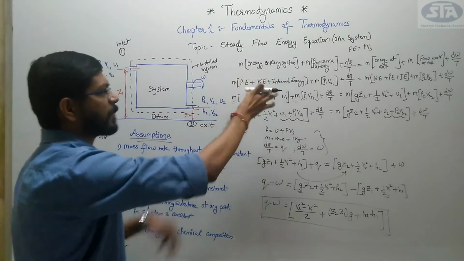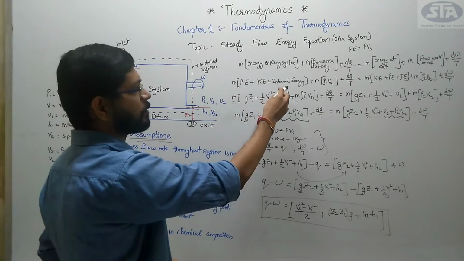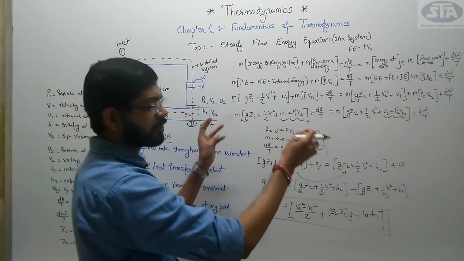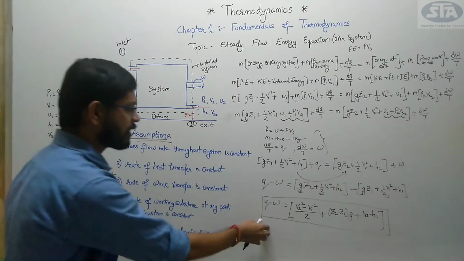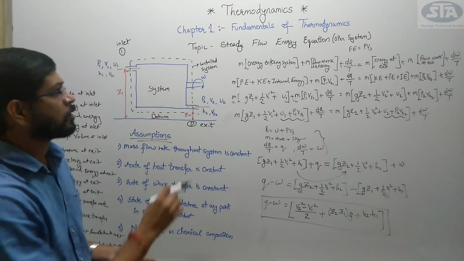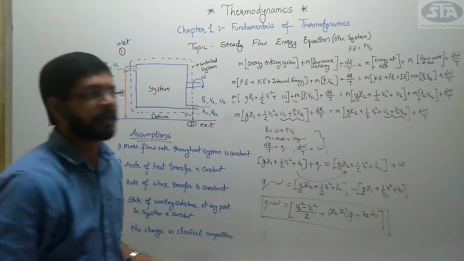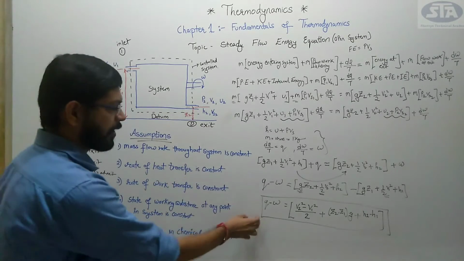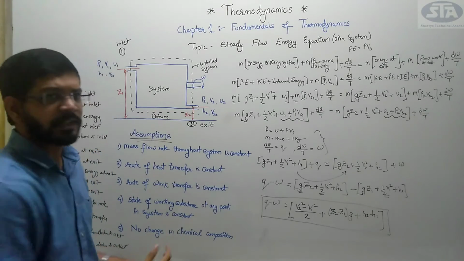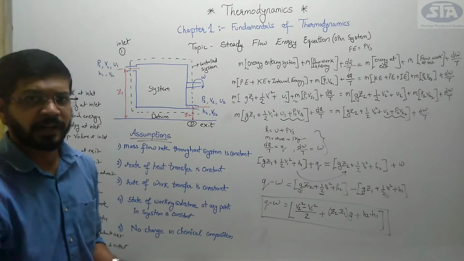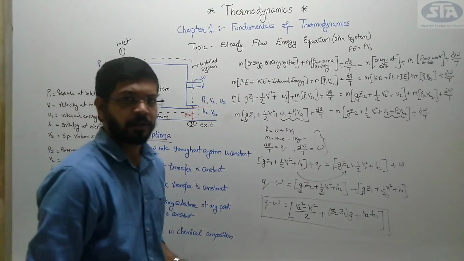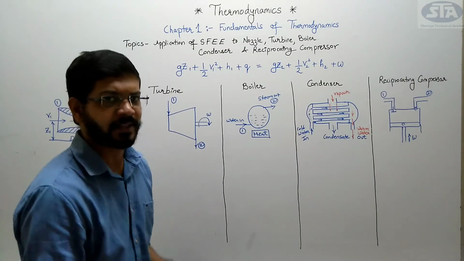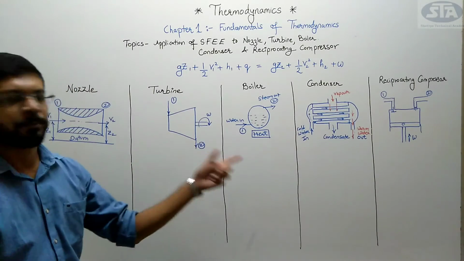Yes, you are expanding potential energy plus kinetic energy plus internal energy. I have written my formula and just expanded this, and just by rearranging the terms you get this formula. So hope you are clear with this topic, that is steady flow energy equation. In the next lecture we will be seeing how this formula is applied to applications such as nozzle, steam turbine, condenser, boiler, etc.